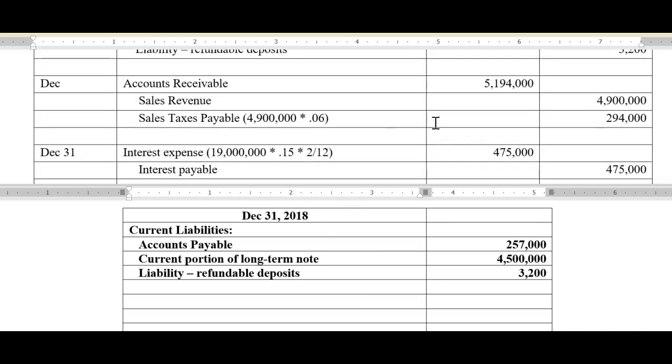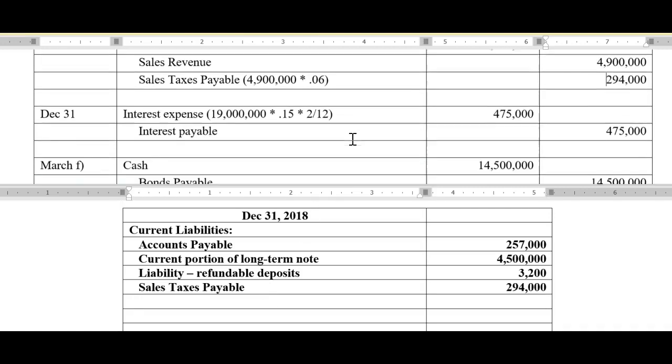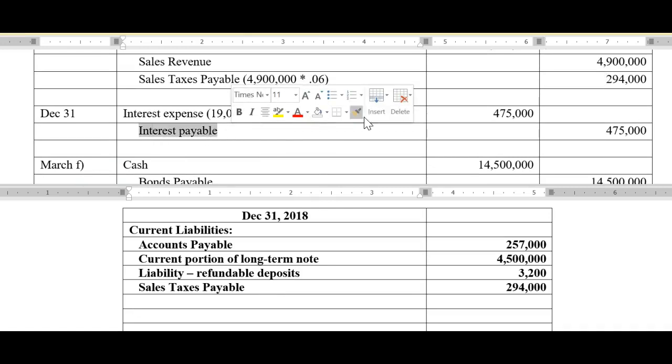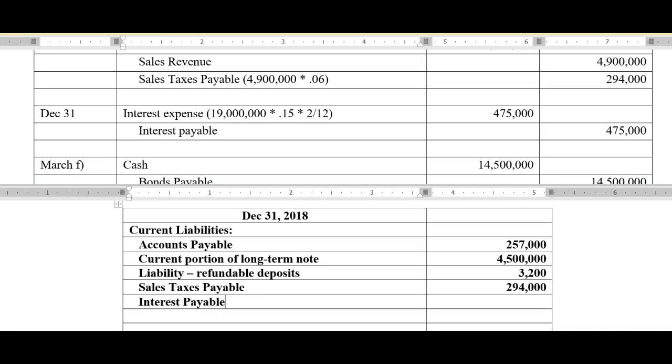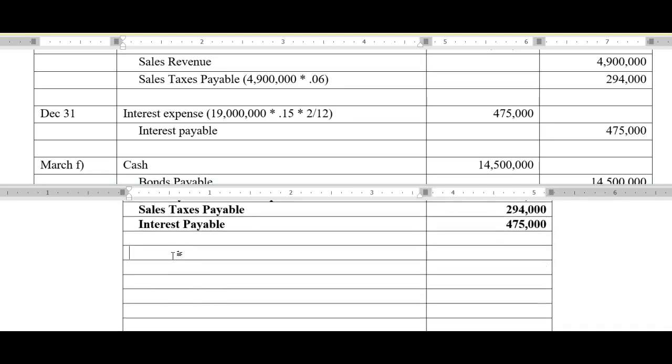All right, the next thing, will we have to pay these sales taxes payable at December 31st? Absolutely. Governments are not going to wait over a year, so sales taxes are current liabilities to us. So we're going to do a current liability of $294,000 there. All right, anything else that's a current liability? Well, the last thing would be the interest payable. Remember, that's due on April 1st, so as of December 31st, that interest would actually be a current liability, so $475,000. So we've taken into account everything except for the long term.